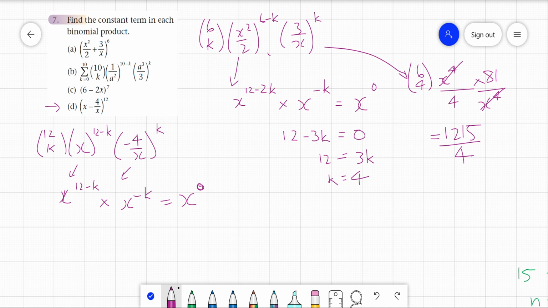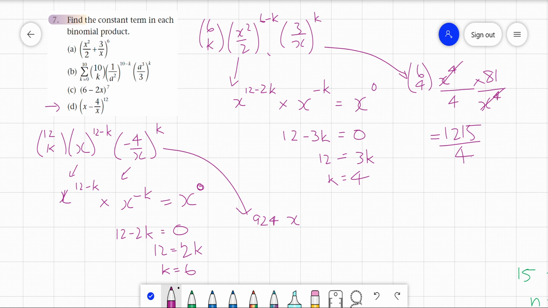So we equate indices. So here we've got 12 minus 2k equals 0. So 12 is 2k, so k must be 6. So if I put 6 back in here, I've got 12 choose 6, which is 924. We can check by putting it in here.